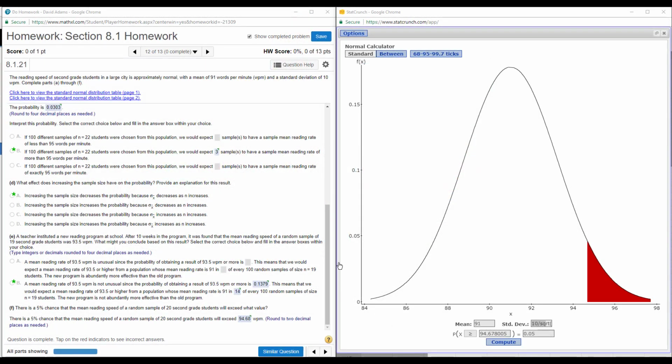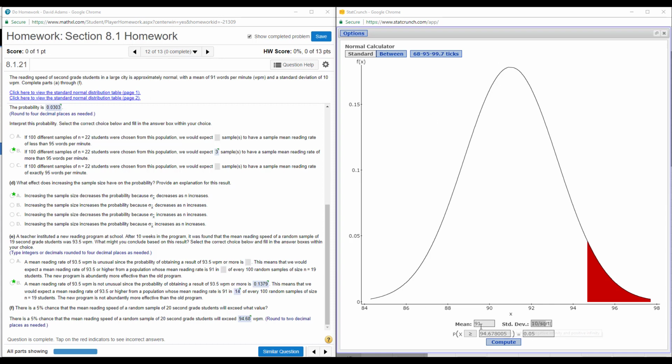So now we're going to just do the last part of problem 12, part F. I've explained how to do the other parts in a Panopto video that's already in this module. What we're doing here is part F, and it says there's a 5% chance that the mean reading speed of a random sample of 20 second grade students will exceed what value? Essentially what we're trying to do is set up the normal distribution for this problem.